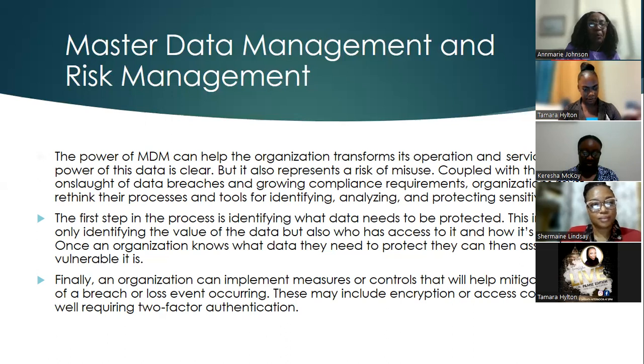So the first step in the process is identifying what data needs to be protected. This includes not only identifying the value of the data, but also who has access to it and how it is stored. Once an organization knows what data they need to protect, they can assess how vulnerable it is. Finally, an organization must implement measures or controls that will help mitigate the risk of a breach or loss event occurring. This may include encryption or access control, as well as requiring 2-factor authentication.